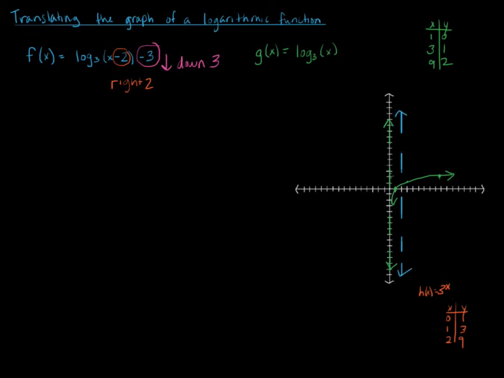Now I'm going to take each point and move it to the right 2 and down 3. To the right 2 and down 3. Oops, over there. Okay. So my new graph should look something like this. And that is how you translate the graph of a logarithmic function.